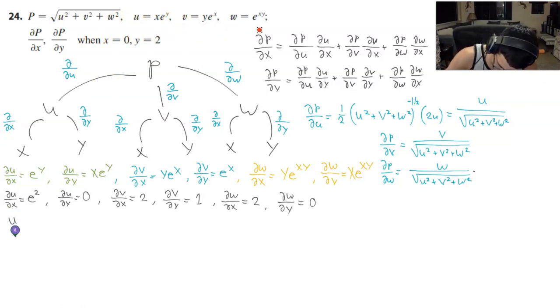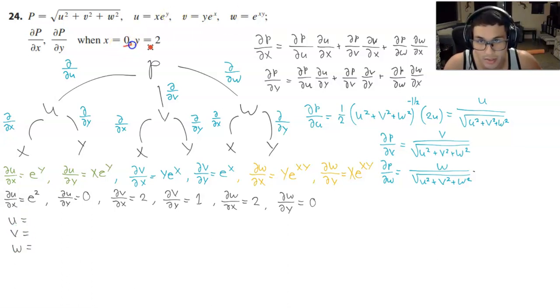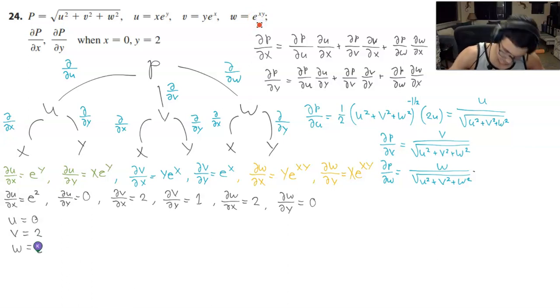U, V, and W. Okay, so if we put 0 and 2 into this formula, well, U is just equal to 0. Now if we put 0 and 2 into this, what do we get? We just get 2, right? And if we put 0 and 2 into this, we just get 1. Okay. So now we can evaluate these.